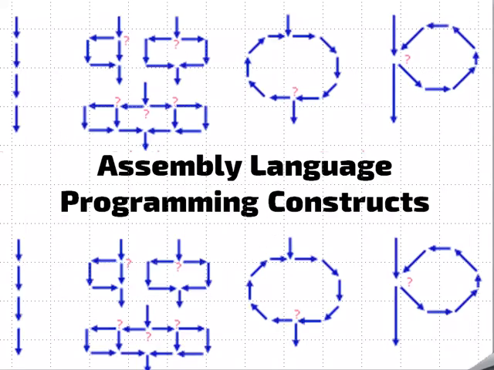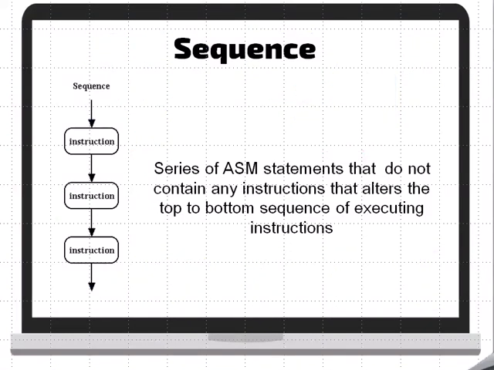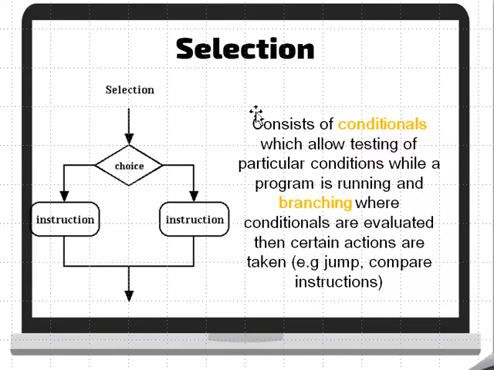For the next module, we'll be discussing assembly language programming constructs. So the first construct is sequences, which are a series of ASM statements that do not contain any instructions that alter the top to bottom sequence of executing instructions, so they are linear. The next one is selections, which consist of conditionals which allow testing of particular conditions while a program is running, and branching, where conditionals are evaluated and certain actions are taken, for example, to jump or to compare instructions. So, a choice before execution of one of the instructions.